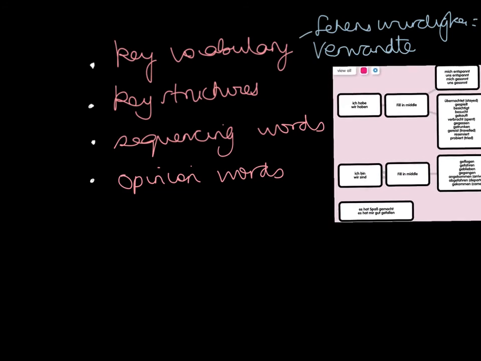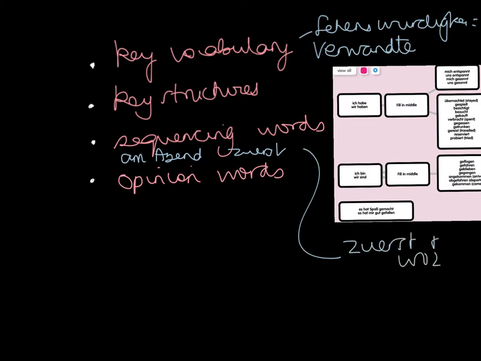Some sequencing words, that's what we did today in the lesson. Words like am Abend or zuerst, and perhaps you'd like to illustrate somewhere how you would use those. Zuerst plus word order to, and give an example.